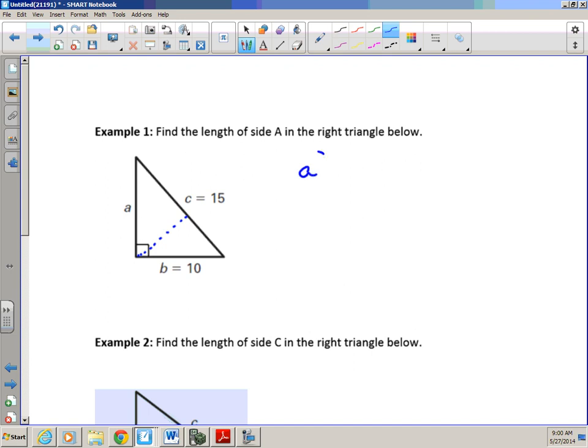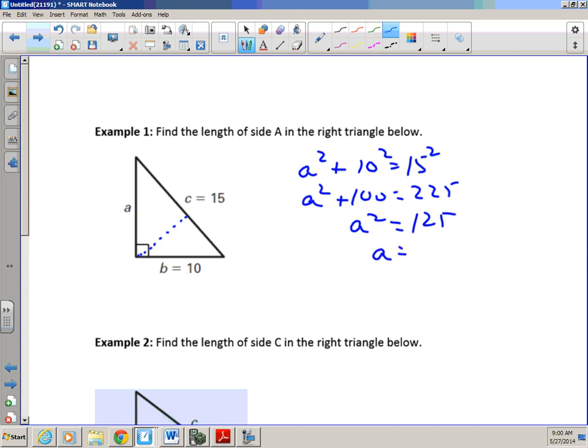So what do we do? A squared plus 10 squared equals 15 squared. Square each number. Subtract 100. So A is 11.2 units. Okay, you would be using the square root function on your calculator to do that.